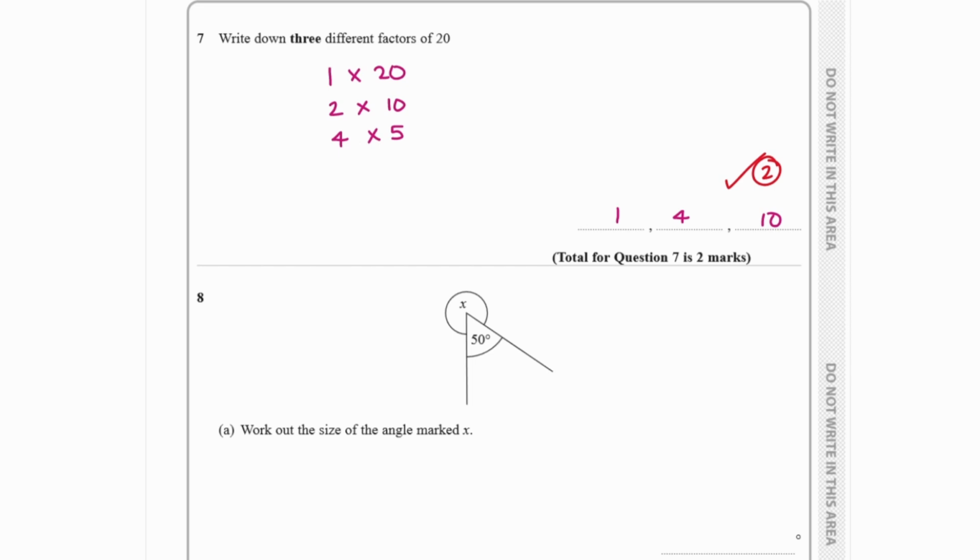Number 8, work out the size of the angle marked X. So we can see that these are angles around a point, and we know angles around a point add up to 360 degrees. So to find X, we would take away 50 from 360, and that would give us 310 degrees.